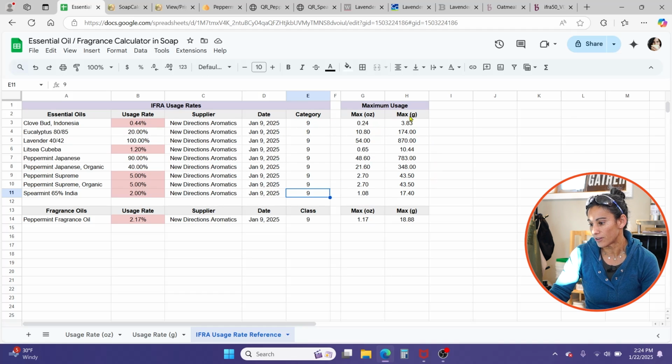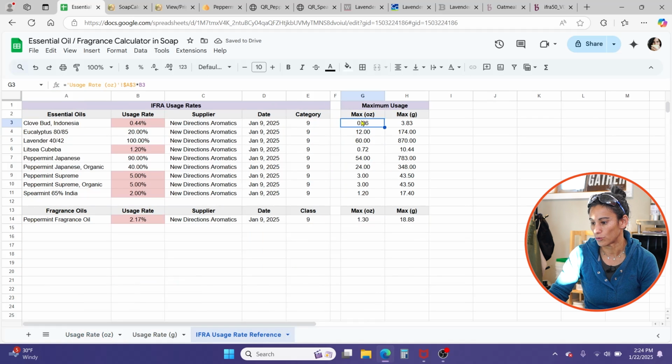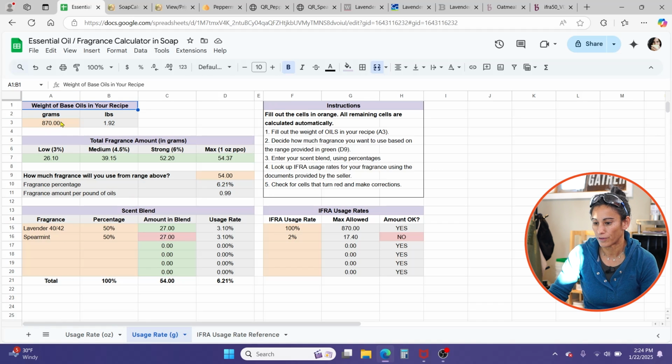All right, and then here I created a little sort of graph of the maximum usage rate based on the oils from the previous page. So if you change this amount of oils to 60, for instance, you'll see that the usage rates over here change based on that new number. So I tried to make this spreadsheet as easy to use as possible. I also have the grams right here.